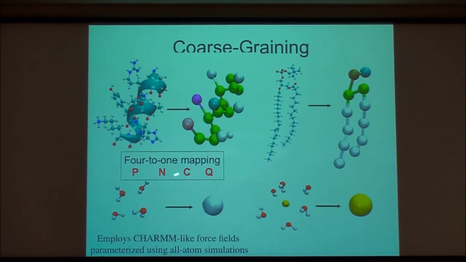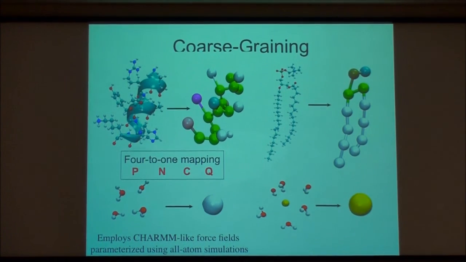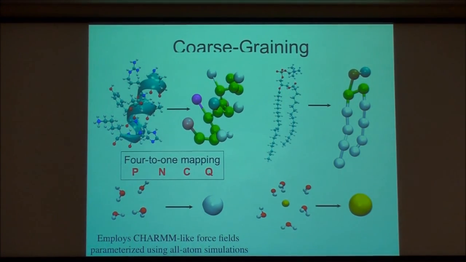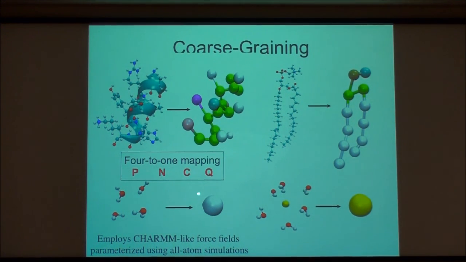This is the mapping, but actually now these are the kind of beads that were used in that particular study. We have charged beads, non-polar beads, polar beads, and apolar beads. So the names are confusing. You might wonder what's the difference between apolar and non-polar. They are different in terms of the capability of forming hydrogen bonds. Water molecules, 4 of them are bagged into one coarse-grained bead.